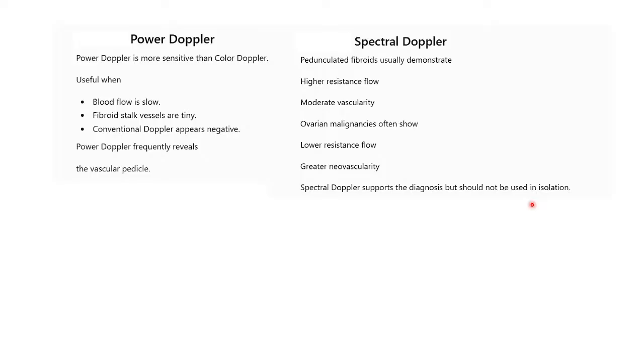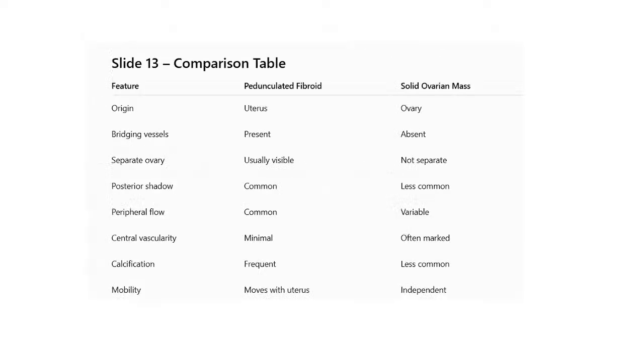So we are saying that in as much as pedunculated fibroids usually have a high resistance flow and a moderate vascularity, and ovarian malignancy has a lower resistance and greater neovascularity, we must not just use spectral Doppler in isolation. It must be combined with the other features, the B mode findings and the power Doppler findings. You must correlate all those things to come up with a comprehensive and very correct diagnosis.